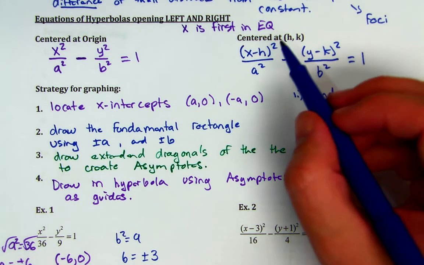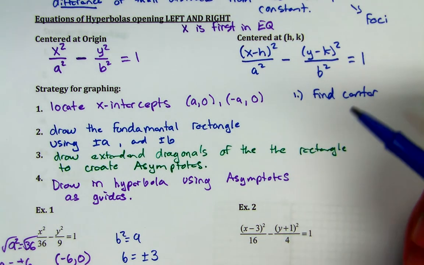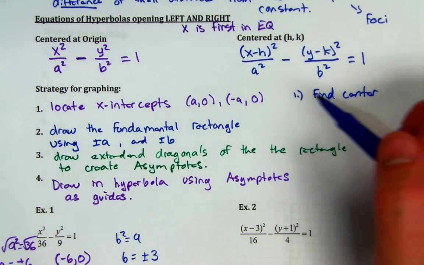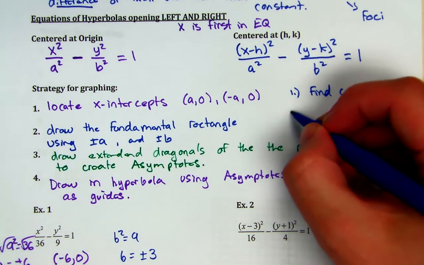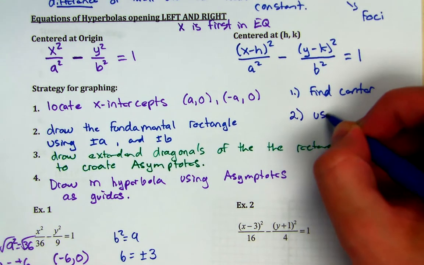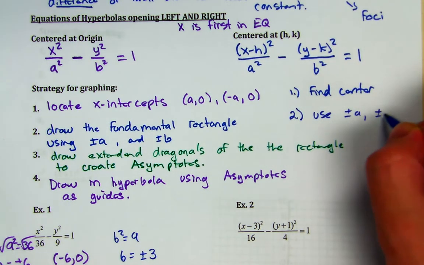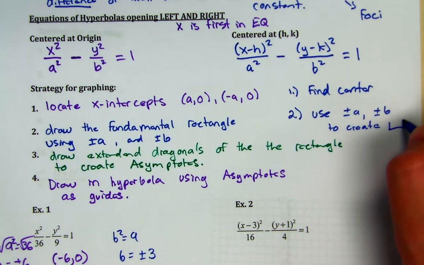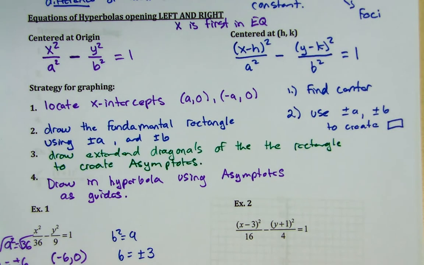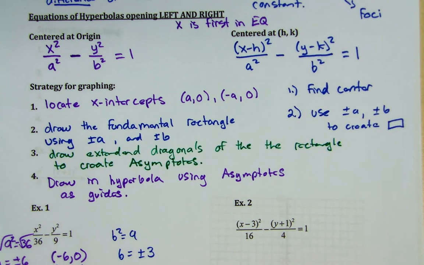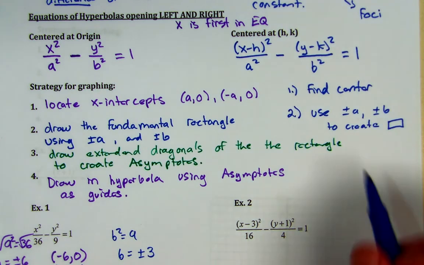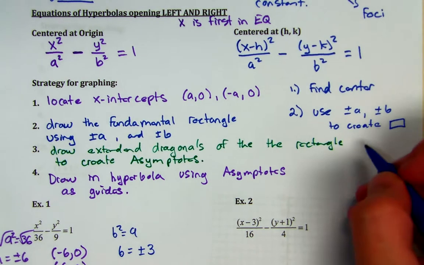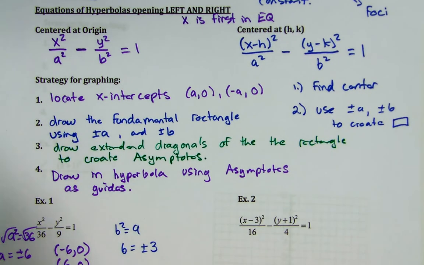So finding the center, go ahead, find that. In this case, we didn't have an example yet. Then you're going to use step 2, use plus or minus a, plus or minus b to create the rectangle. And then draw your diagonals, and again, keep going from there. We'll get our focus by using plus or minus a. So focus points, we'll find that.